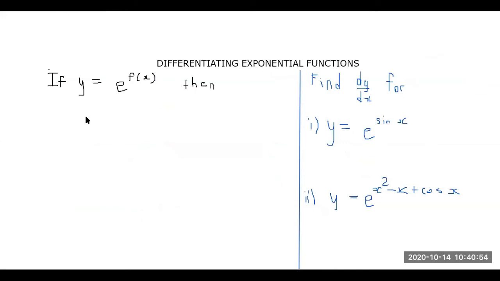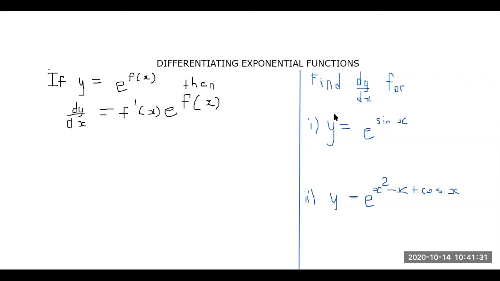All right. Now we're looking at differentiating exponential functions. To differentiate exponential functions, if y is equal to e to the f of x, then dy by dx is going to be equal to f prime of x times e to the f of x. That's how we find the first derivative of a function y equal to e to the f of x.